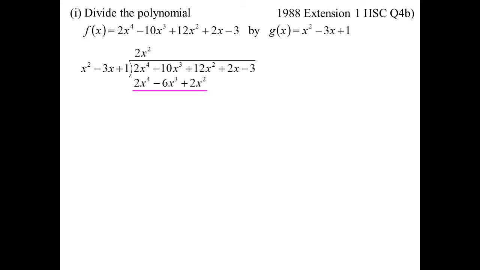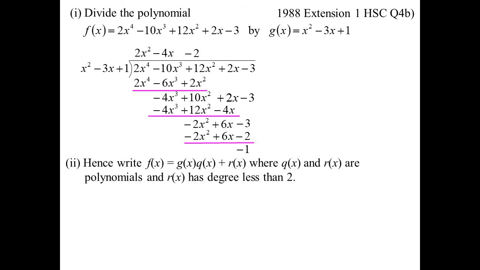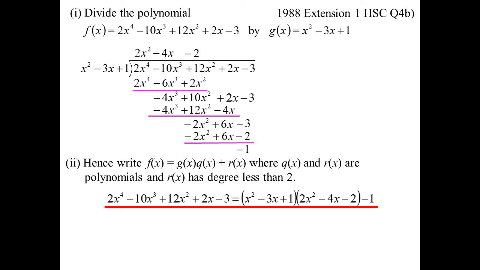So let's go even further back in time. Let's do our division. Okay, 2x to the 4 divided by x squared, 2x squared. Multiply out, do our subtraction. Okay, we can go into 4x cubed, so we get 4x. Do a subtraction. No, we can still keep going. Minus 2x squared divided by x squared. And eventually you end up with a remainder of minus 1. Hence, write it out as that algorithm. So there we go. We've rewritten it as the quotient times the divisor, and our remainder was minus 1.